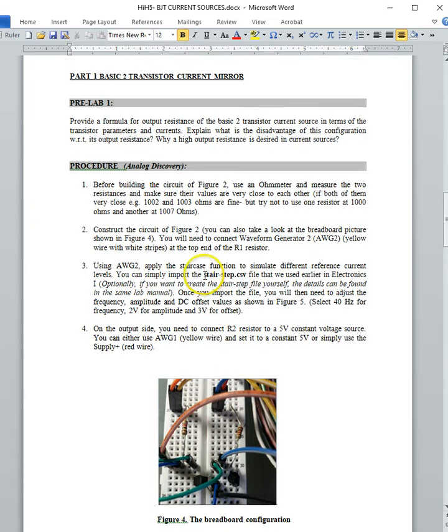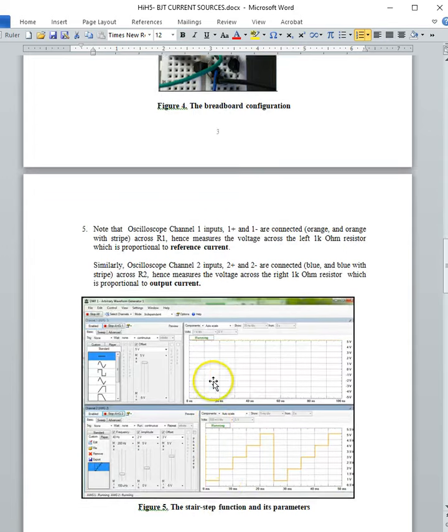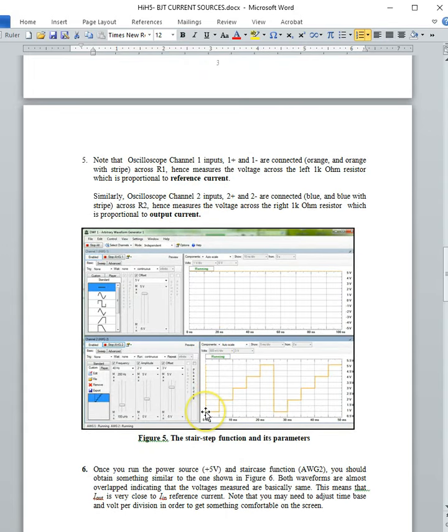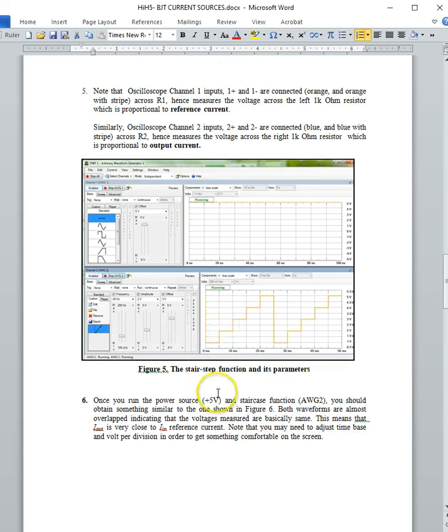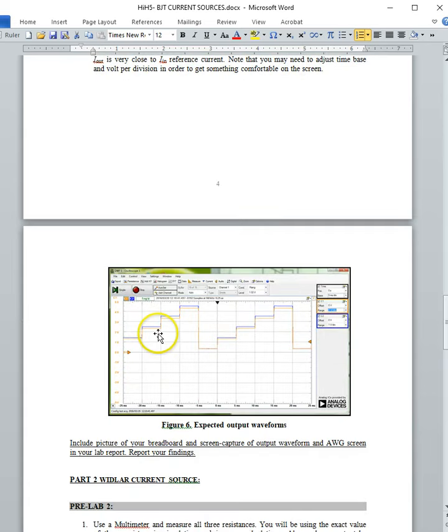You have this stair-step file provided to you. You can simply use it and set it with these parameters. So this will be varying from 0 to 5 volts in steps of 1. When you observe the two waveforms, it should roughly look like this. The blue one is the one on the output, and it should roughly correspond to the input waveform.